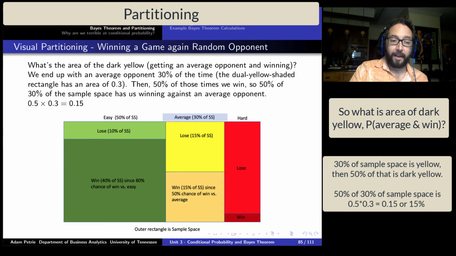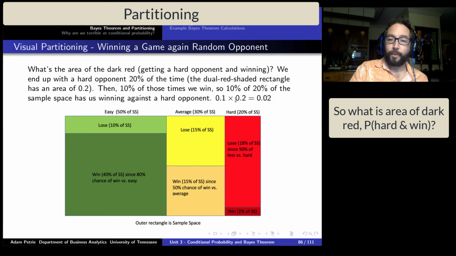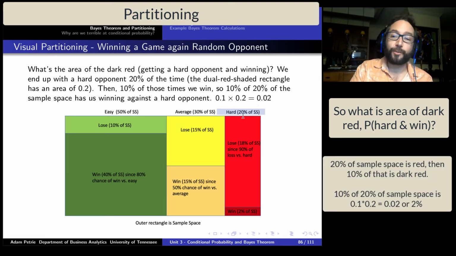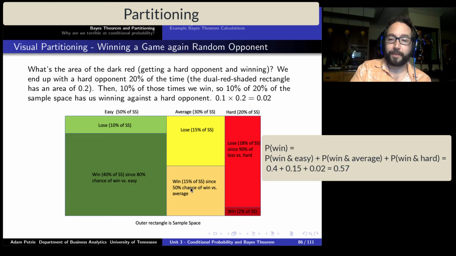All right, and then finally, for the hard opponent here, we know 20% of the sample space is devoted to hard opponents. And we know that we don't usually win, only 10% of the time do we win against a hard opponent. So 10% of this 20%, 0.1 times 0.2, 2% of the sample space here is devoted to dark red. So, all right, we have the percentages. We've split up our sample space into these 6 regions. We've labeled each of these regions by what percentage of the sample space falls into them. We see that win, win, win add up to 40 plus 15 plus 2, or 57%.